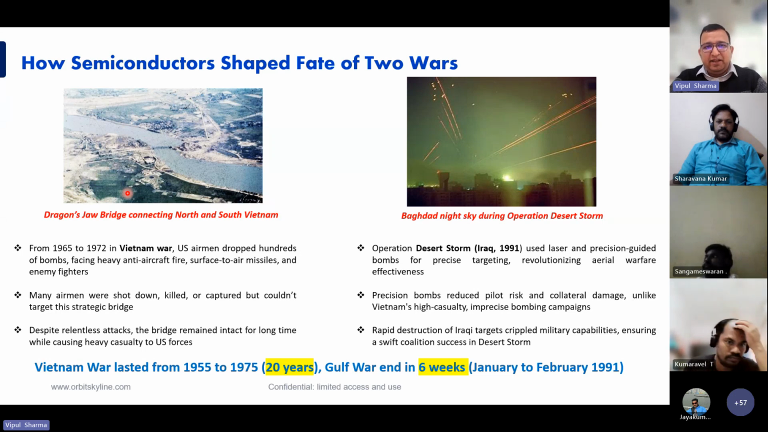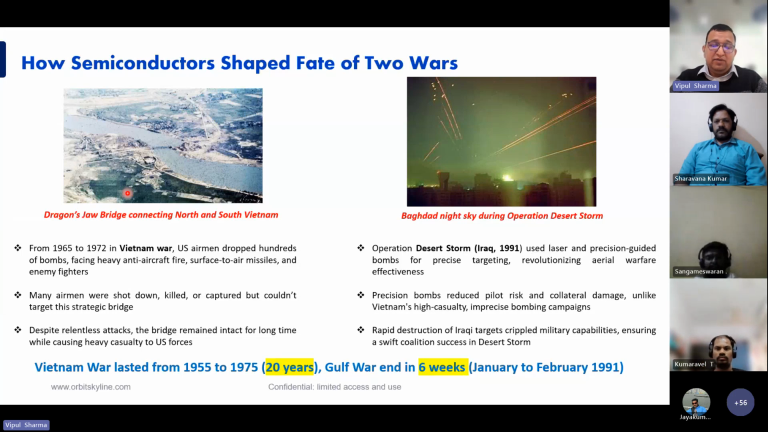There was a bridge connecting North Vietnam to South Vietnam, and it was a very important bridge because all the logistics being transported were going through it. The US defense forces very badly wanted to destroy this bridge, because if it could be destroyed, all the logistics could be stopped. But the issue was that this bridge was very heavily protected. Vietnamese soldiers had put anti-aircraft machine guns all around it, so nobody who went near it could survive.